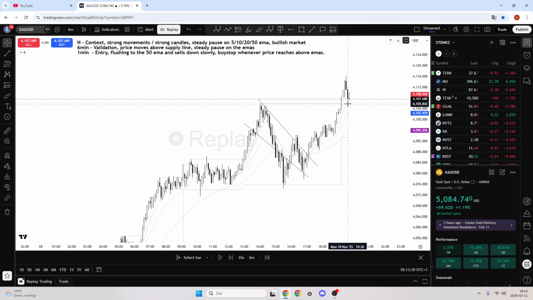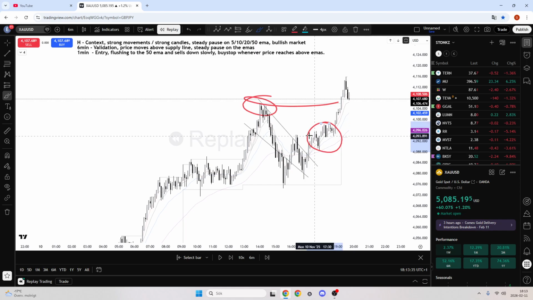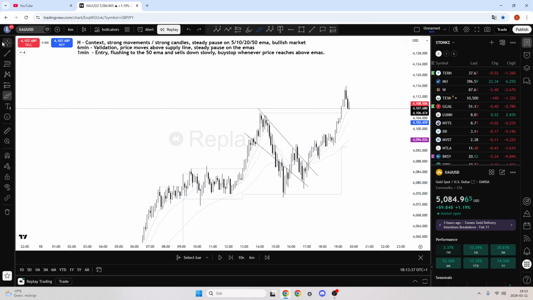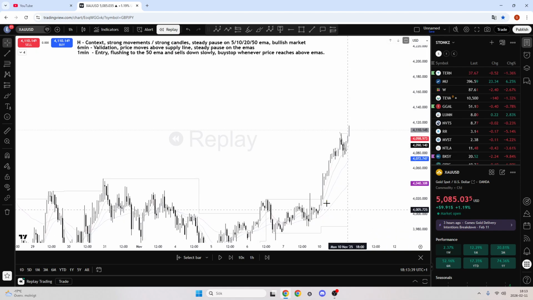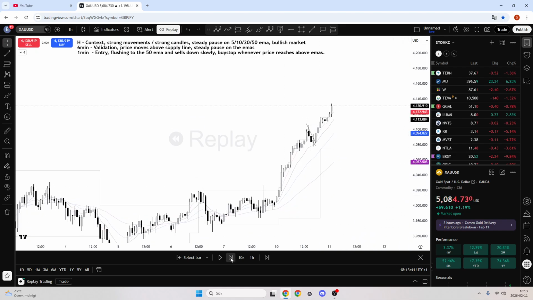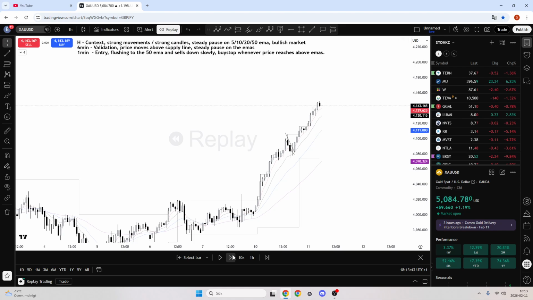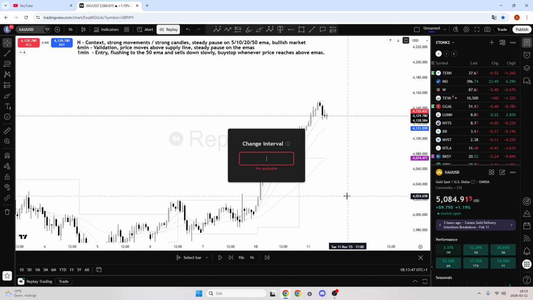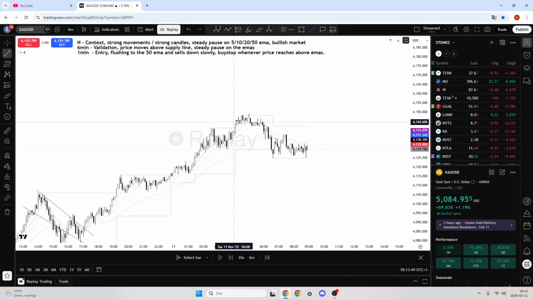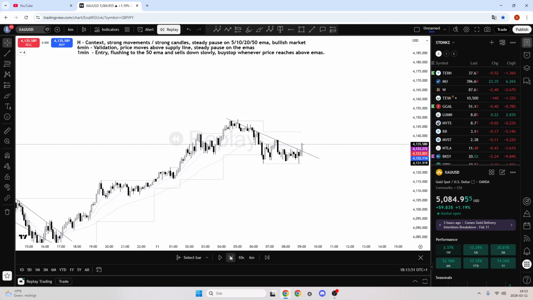I usually want to see these kinds of setups inside of this range right here. This is slightly above this range, so I'm not super interested. I will be waiting for a new base to be created. Something like this, I think, is good. Draw my supply line, wait for a good movement to the upside.